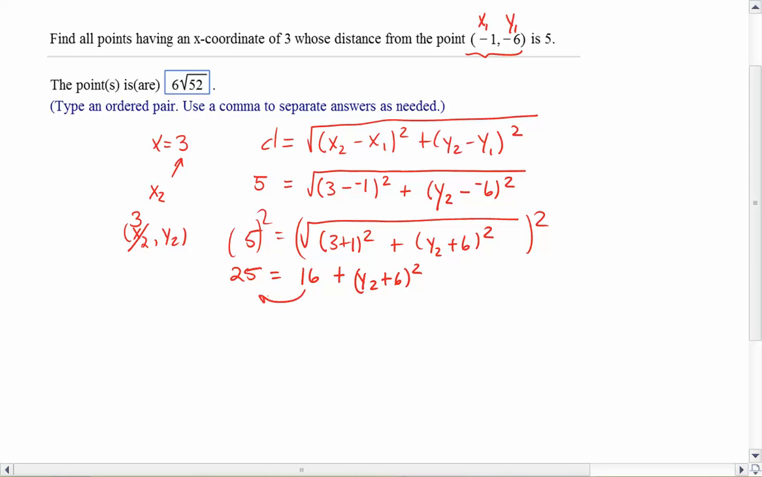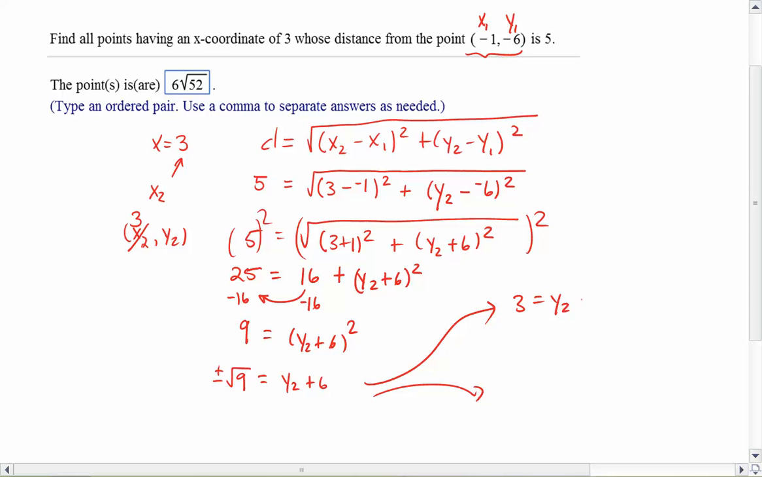If I move the 16 to the other side by subtracting it from both sides, I end up with 9 is equal to (y2 plus 6) squared. Now, to get this square off, we're going to take the square root of both sides, remembering the rule that if you take the square root of both sides, you actually have to do a plus or minus. So you have plus or minus the square root of 9 equals y2 plus 6, which is now going to lead to two different solutions. The first is going to be 3 is equal to y2 plus 6, and the second is -3 is equal to y2 plus 6. That's because the square root of 9 is 3, you get +3 and -3.